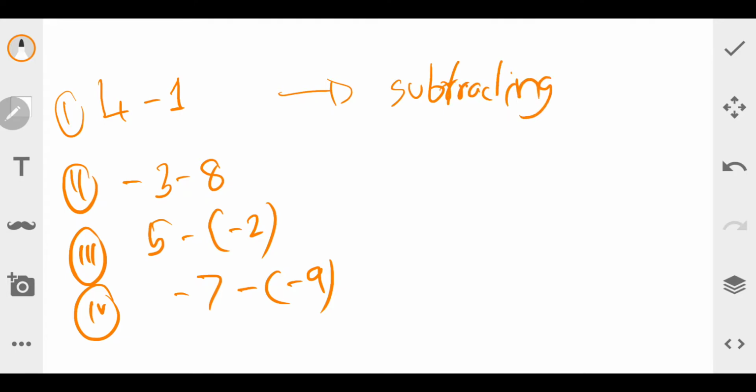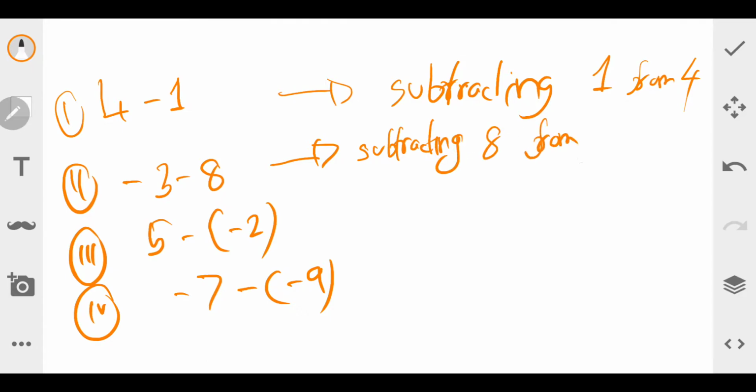we are subtracting 1 from 4, right? Number 2, what are we subtracting? So subtracting 8 from, be careful here that we are subtracting from a negative number, so -3. So one is negative, another is minus or subtraction, right? Okay, so we are subtracting 8 from -3.